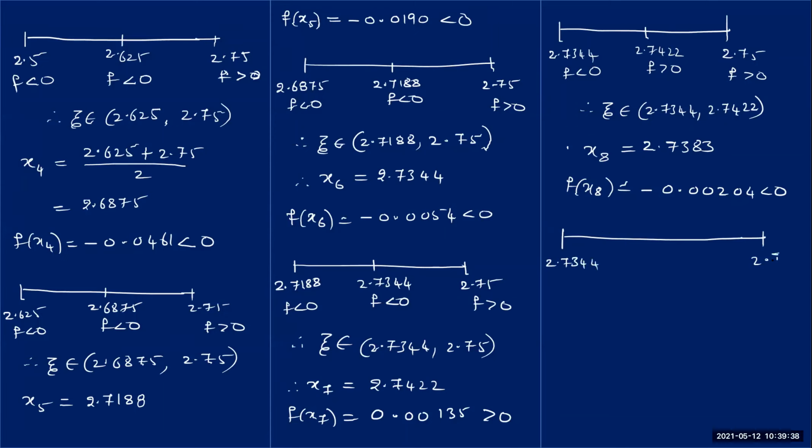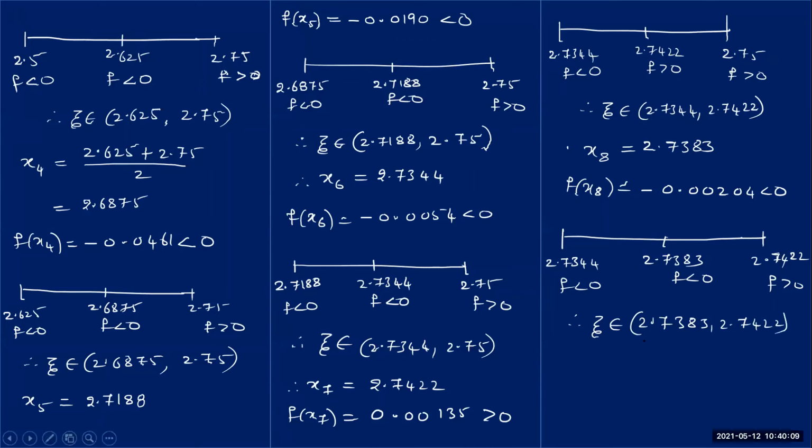And here it is 2.7422. And now the middle point is this, you see, 2.7383. So if you look at their function values, at the middle point now we got this as negative only. Now therefore you see, if you look at this carefully, the actual root lies in the next interval as 2.7383, comma 2.7422.